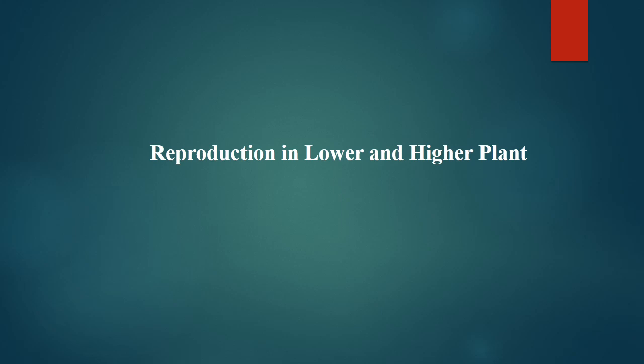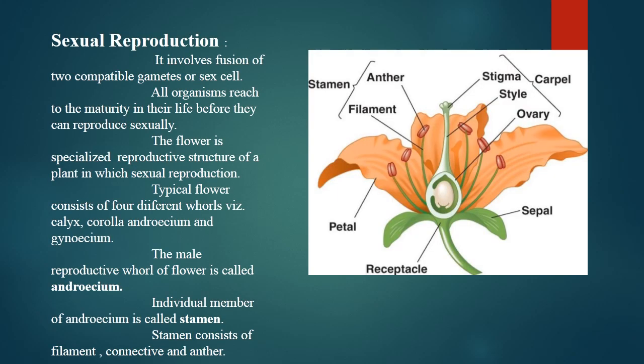Good morning students. This is lecture number 2 for unit number 1. In the first lecture we saw asexual reproduction and vegetative reproduction. Now in the second lecture we will see sexual reproduction in plants. Today we will start the next point, sexual reproduction.